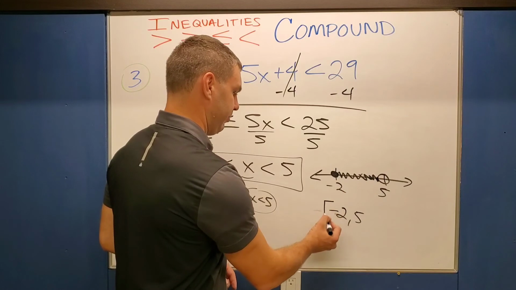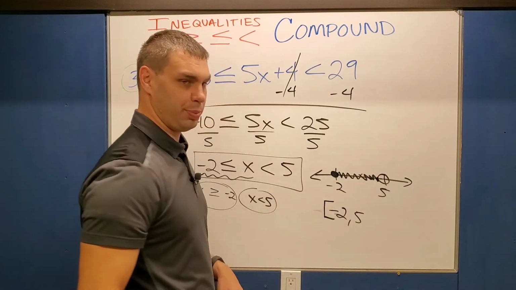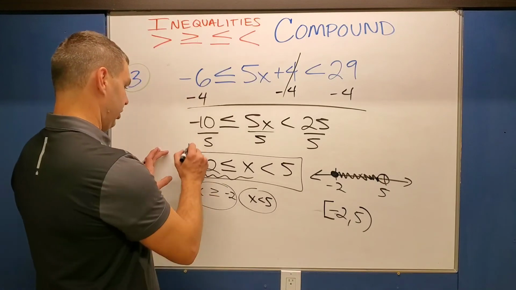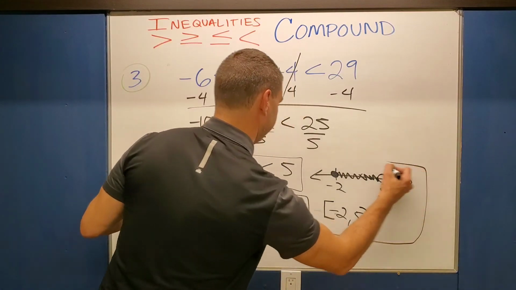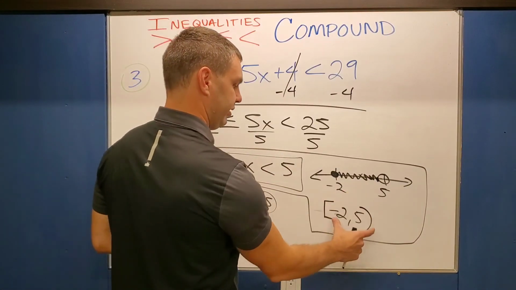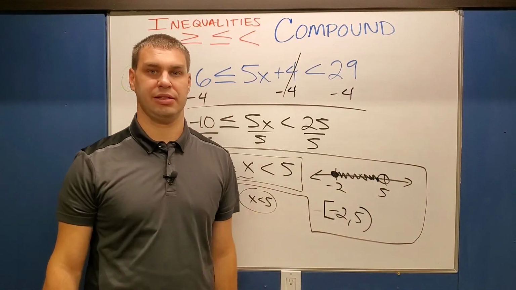-2 is going to get a bracket around it, and 5, since it's an open dot, is going to get a parenthesis. So we have some different parts here. We have our solution up here in this rectangle, our graph, and then our interval notation of this compound inequality.